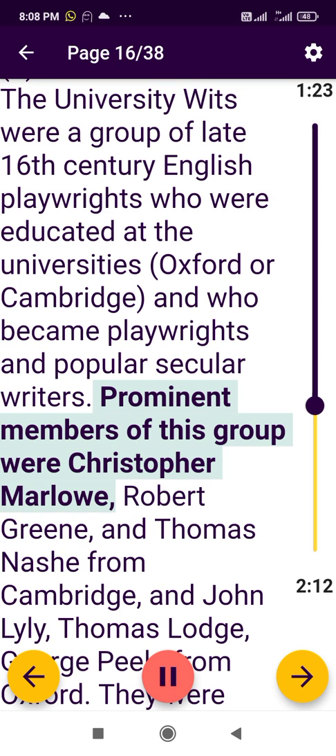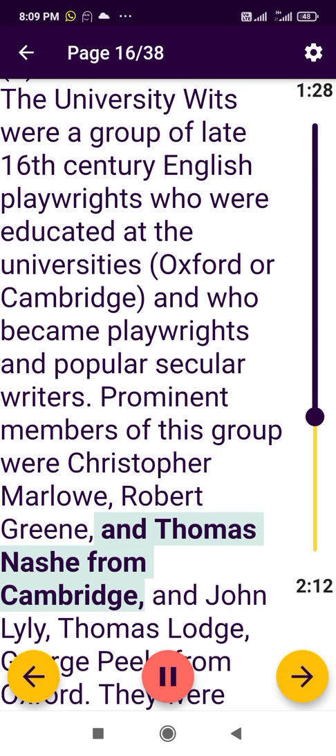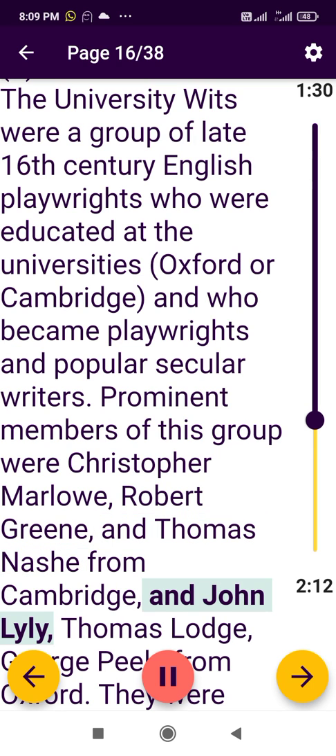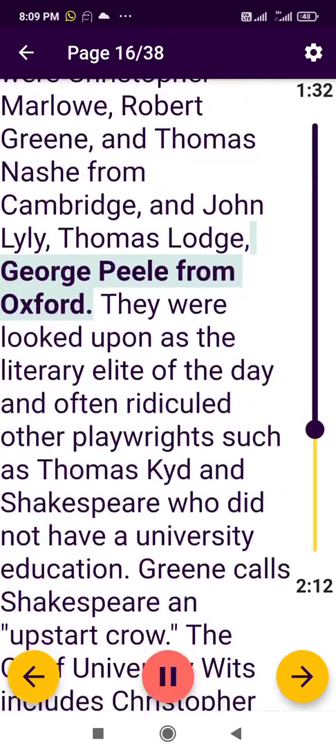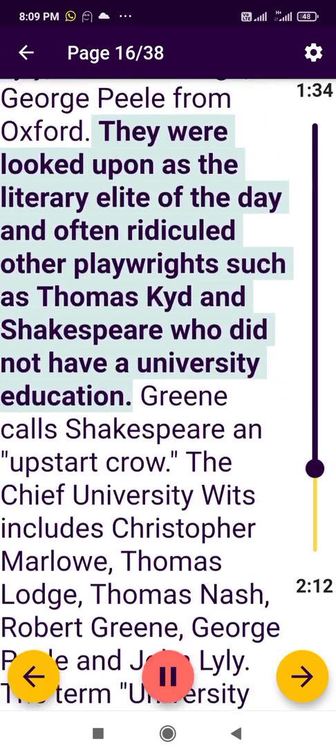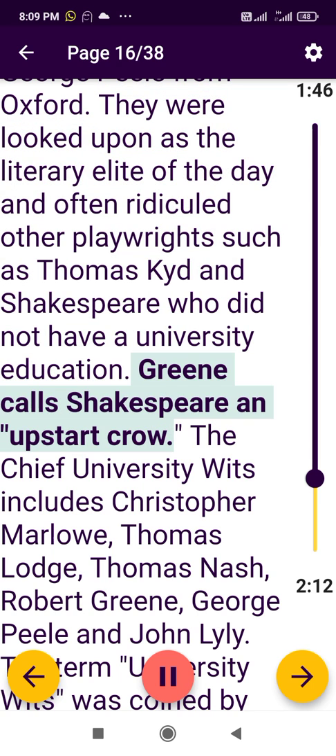Prominent members of this group were Christopher Marlowe, Robert Greene, and Thomas Nash from Cambridge, and John Lyly, Thomas Lodge, George Peale from Oxford. They were looked upon as the literary elite of the day, and often ridiculed other playwrights, such as Thomas Kyd, and Shakespeare, who did not have a university education. Greene calls Shakespeare an upstart crow.